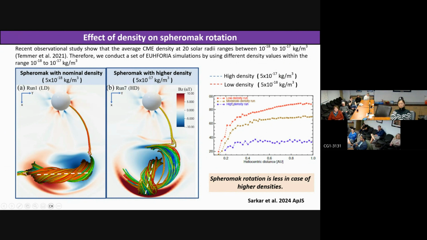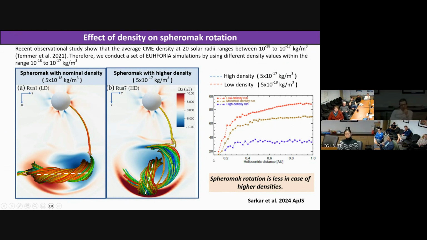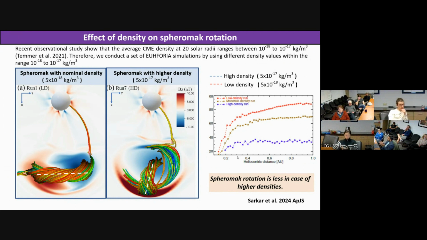So for the low density spheromaks, there is almost a 90-degree rotation, but for the high density spheromaks, which are one order of magnitude higher than these red ones, we see much less rotation. And if you look at the heliocentric distances, the major rotation is happening below 0.3 AU. We know the magnetic field strength of the background solar wind is much higher close to the sun. So that means the severe rotations are happening below 0.3 AU.